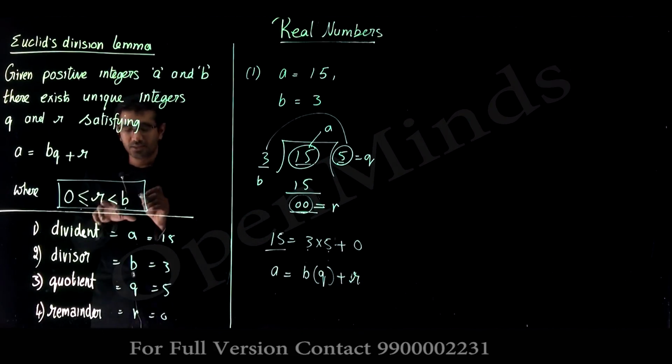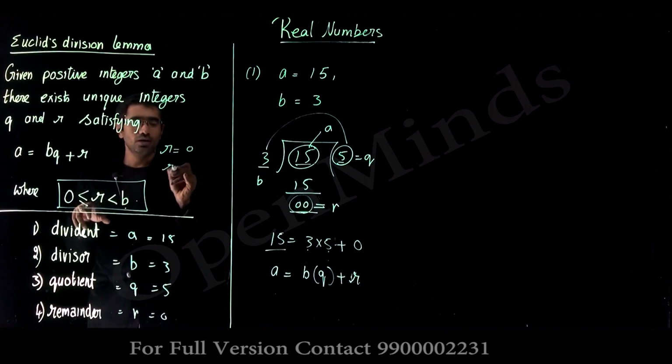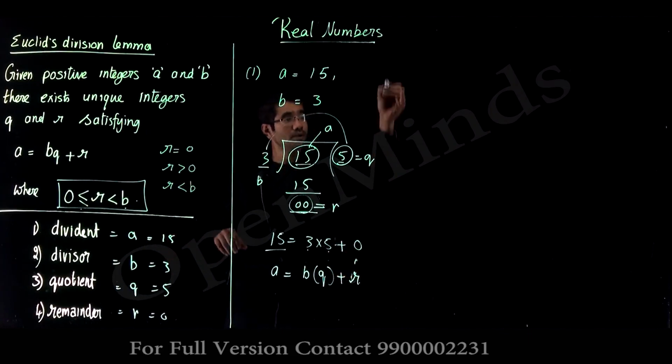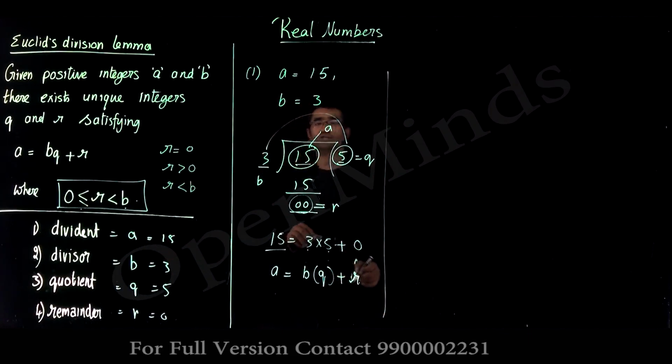Come back to this. When I explain what this means, r can be equal to 0, or r has to be greater than 0 and less than b. So right now in this case, I can see r is 0 here. Beautiful. So let's do one thing: change a to 16 and see what's happening.